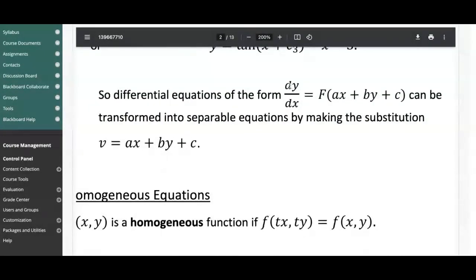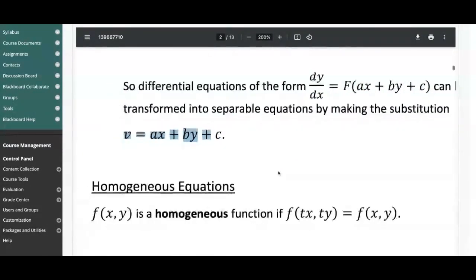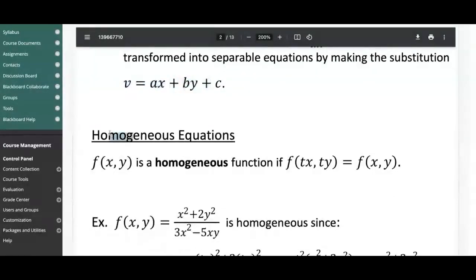Okay, that's for this family. So for this family, we can use the substitution method. Okay, homogeneous equations. So little f of x, y is a homogeneous function if f of tx, ty equals f of x and y.